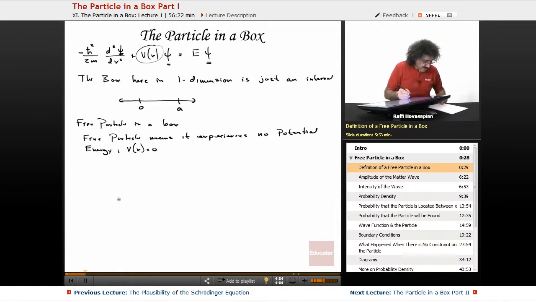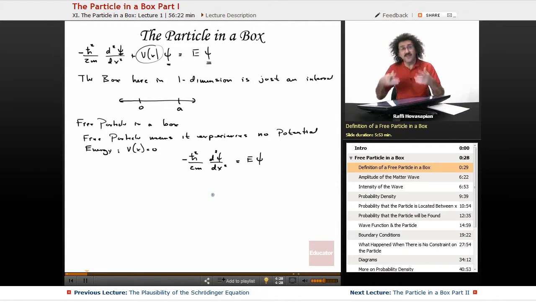So this equation actually ends up becoming the following. It becomes minus h bar squared over 2m, the second derivative of this, equal to E times our wave function psi. So I'm going to rearrange this and write it in a way that is more convenient for actually solving the differential equation. It's the way that you learn when you take a differential equation course, and it'll make sense in just a minute.